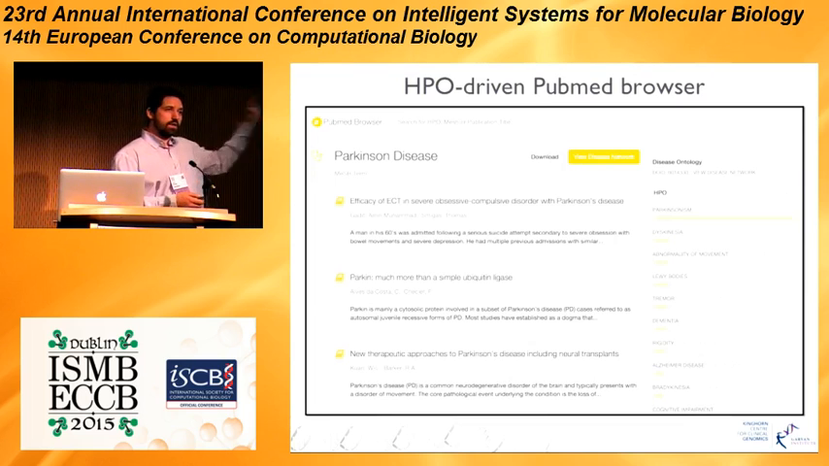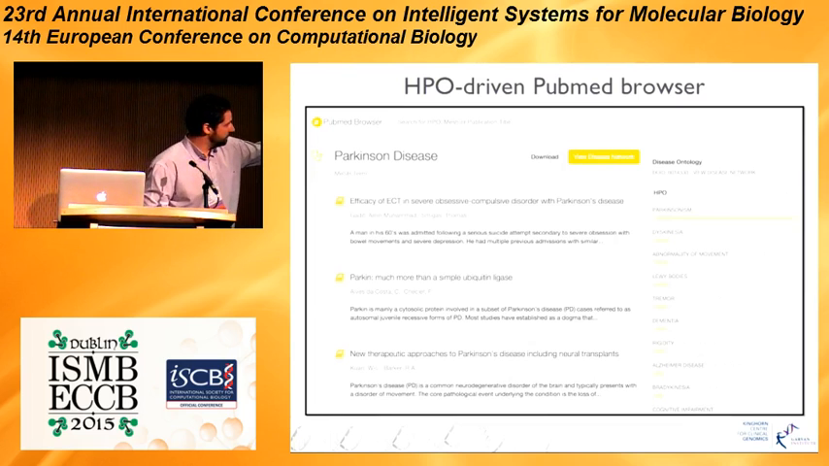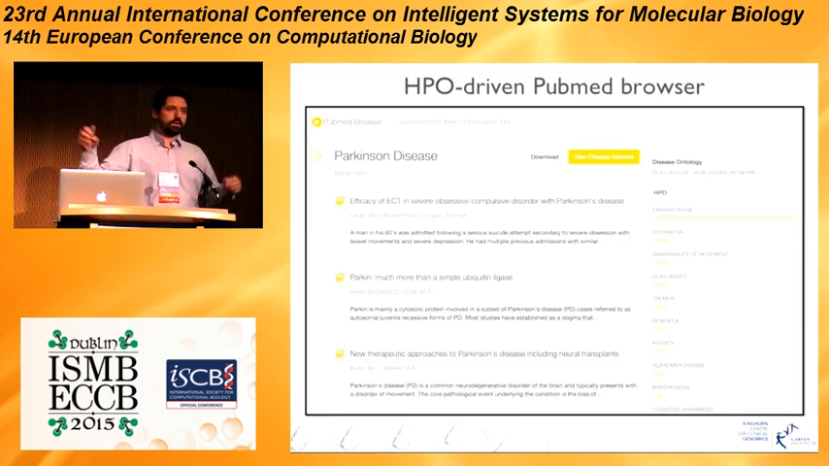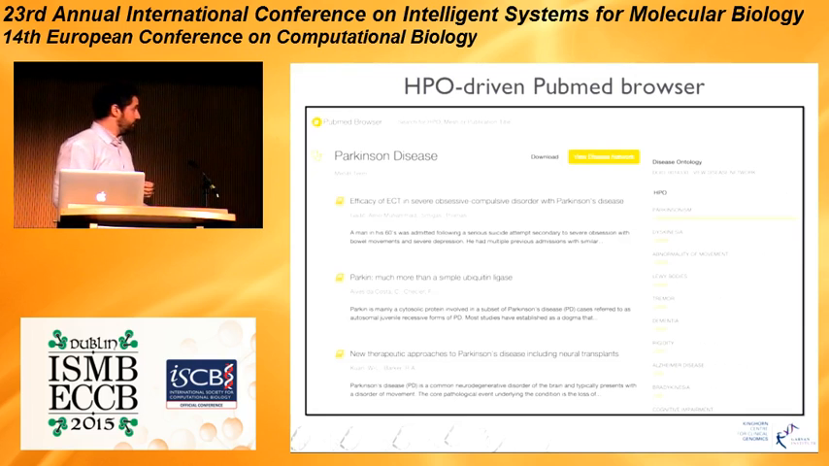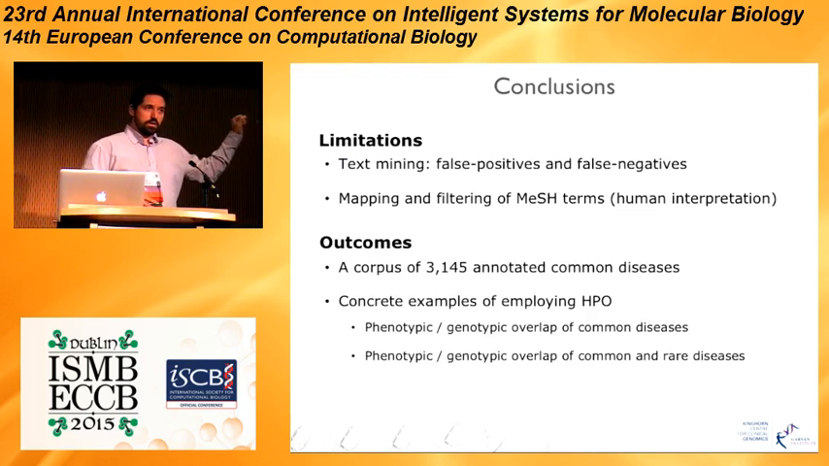And then when you go to the actual Parkinson disease MeSH term, what you get, besides all the abstracts, is the ranked list of phenotype terms based on the ranking and filtering process we've done. The actual PubMed browser is out there. The data is freely available. Please download it, use it. Let us know if you find issues with it.